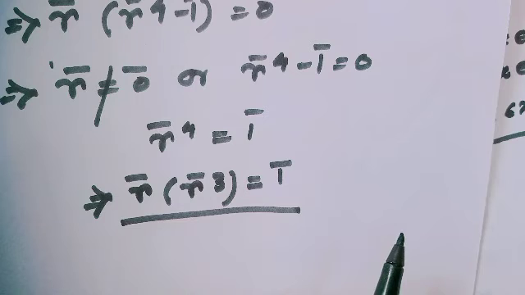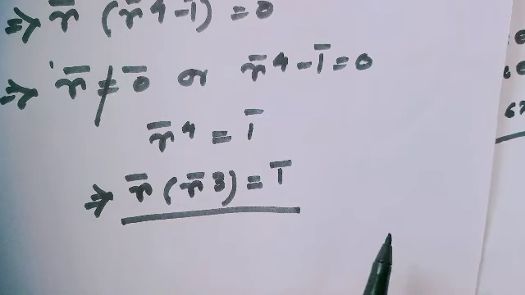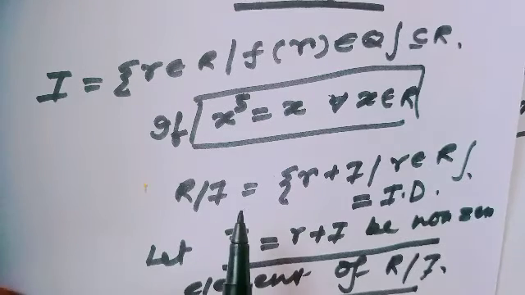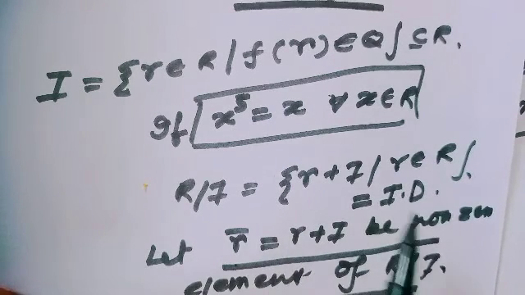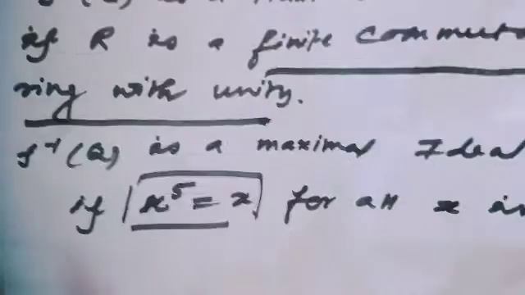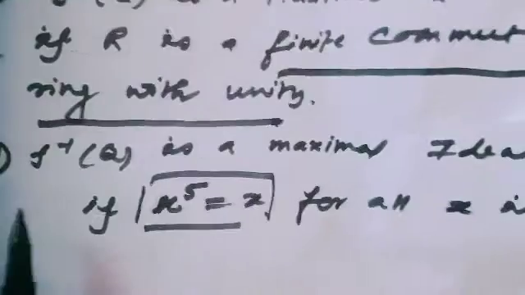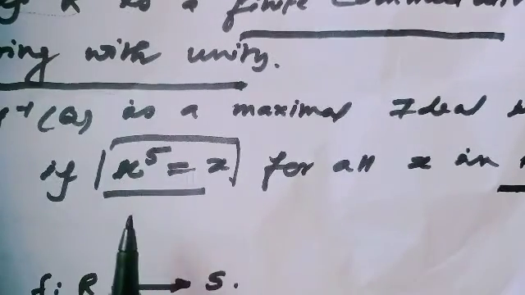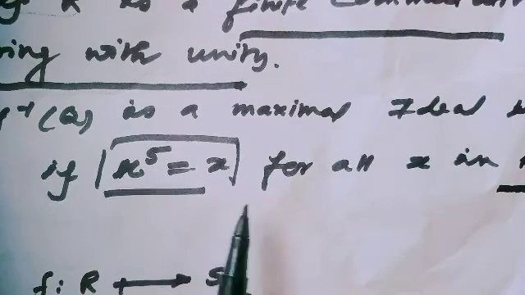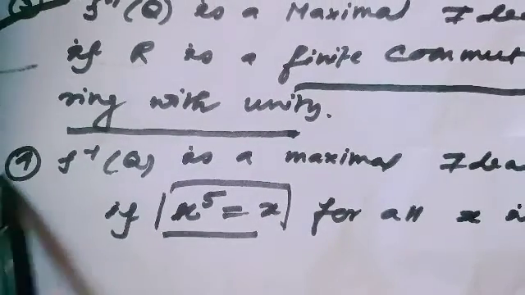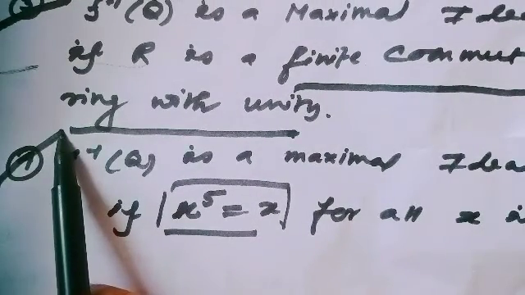Are you getting the idea? Since every element has a multiplicative inverse, obviously this quotient ring R mod I is a field. Okay? Well, that means option 4 is a right option: F inverse Q is a maximal ideal in R if x to the power 5 equals x for all x in R. This is a very important option. That means this is also right.